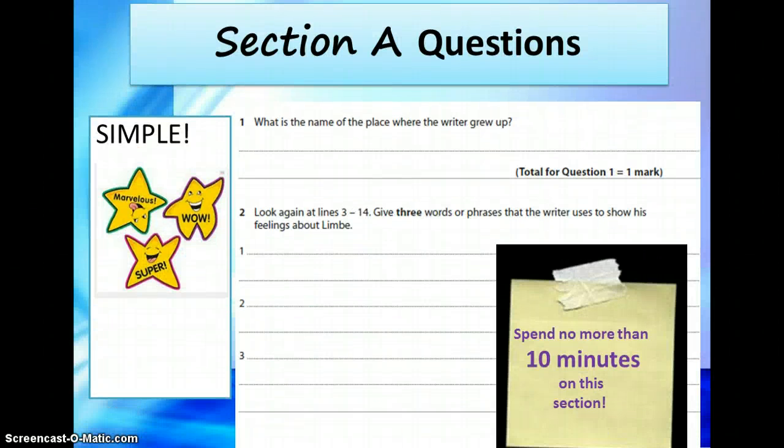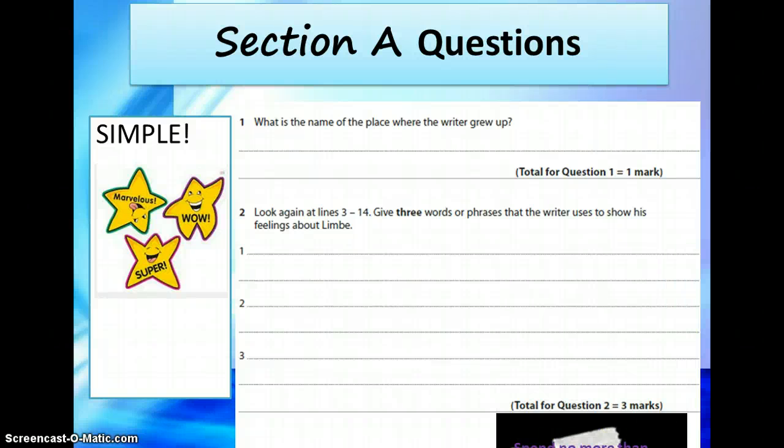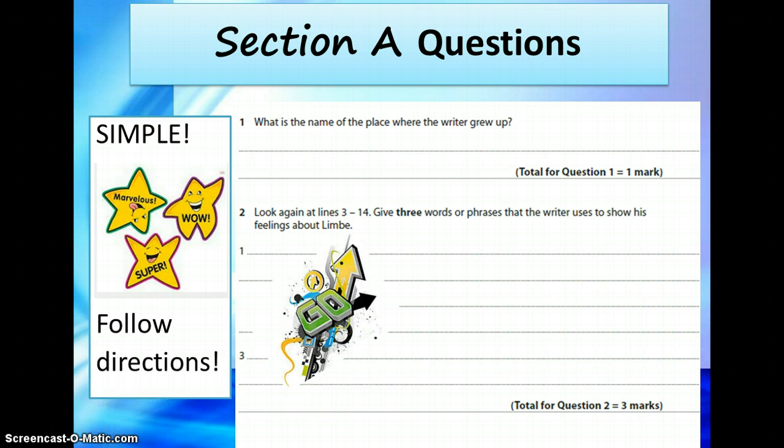Right, section A questions. The first couple questions are pretty simple. They just want you to look for certain details. Don't spend any more than 10 minutes on this section, please. Now, you need to remember to follow directions. They might ask you to look at certain lines or certain group of lines, and it'll tell you how many words and phrases that they want you to find. So make sure that you follow the directions so you don't lose these really simple marks.